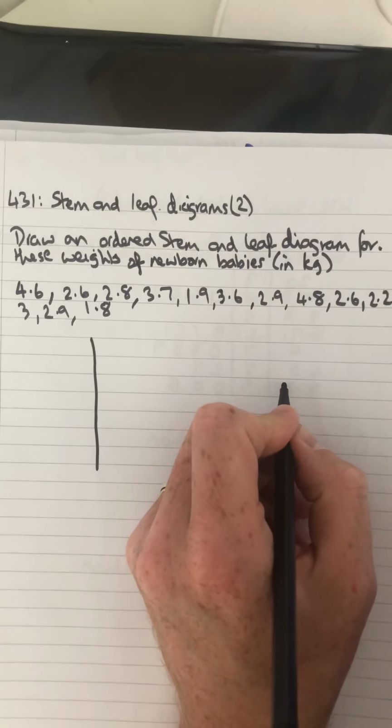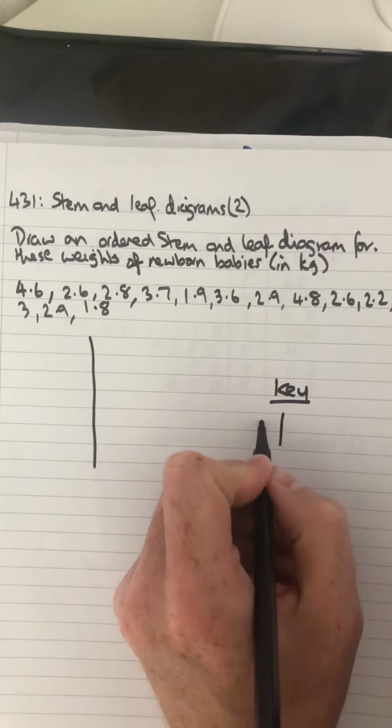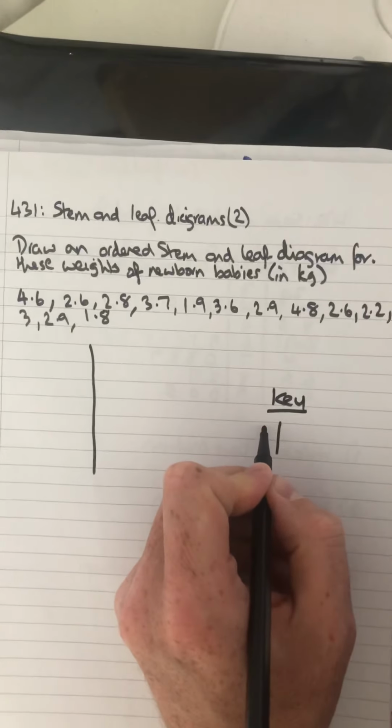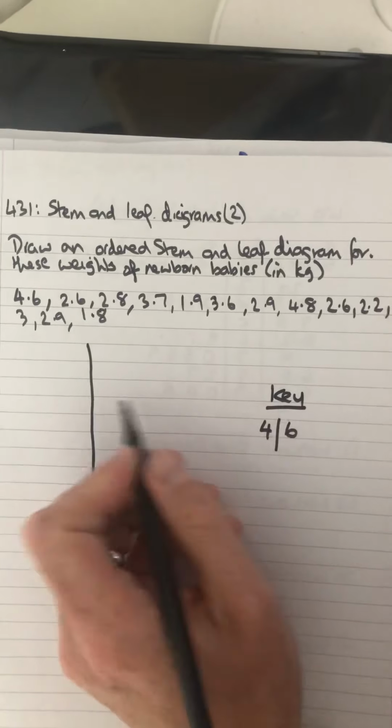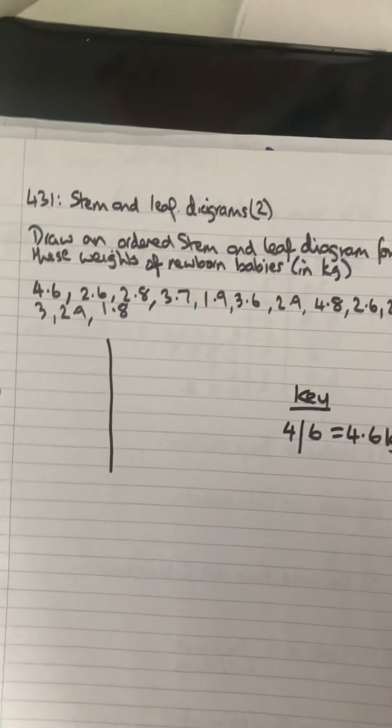So the overriding thing you've got to decide is how you're going to display this data. It's going to be a number, then something. So let's say for the first number, 4, 6. If you saw that in a diagram, that would mean 4.6 kilograms.